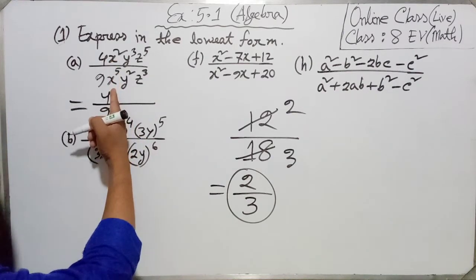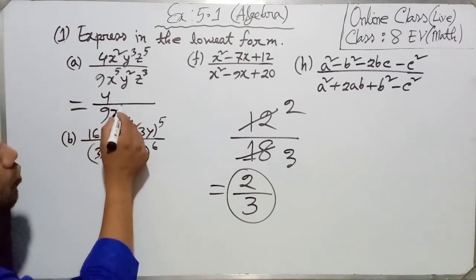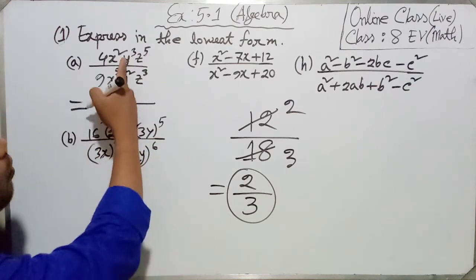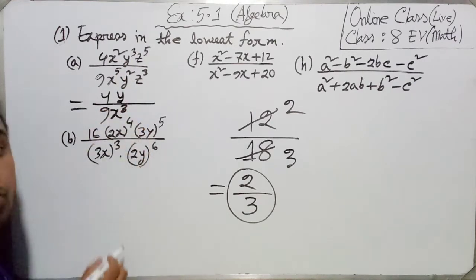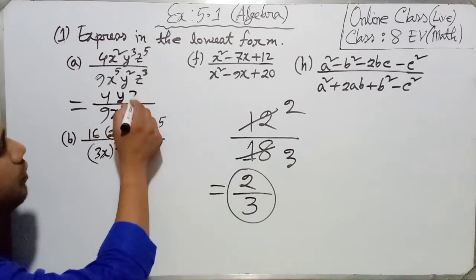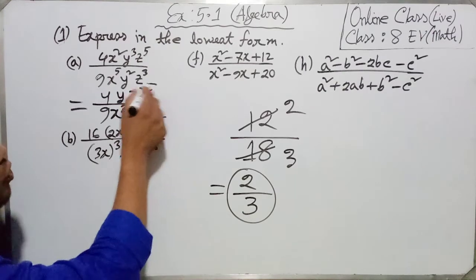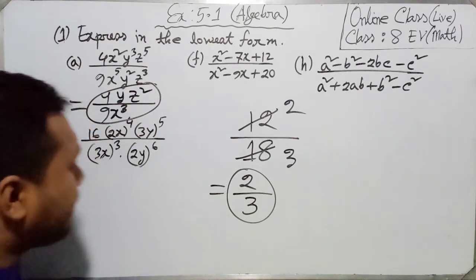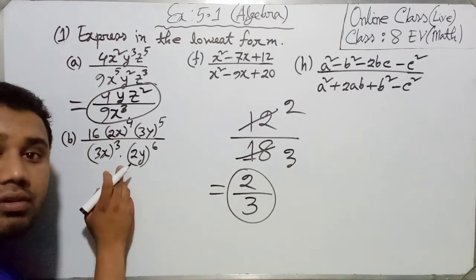X square and x to the power 5. After minimization, it will be x cube. Y cube and y square, it will be y. Z to the power 5 and z cube, it will be z square. So we can say this is our answer. Very simple. Okay. Now this one also is a product.